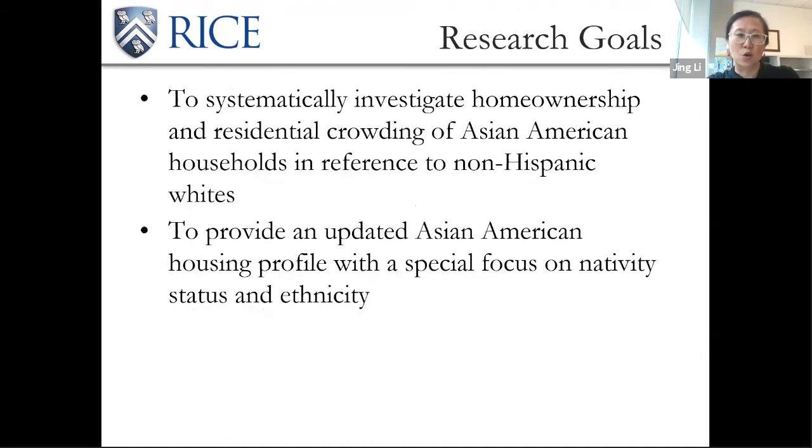So our research goals are twofold. One is to systematically investigate home ownership and residential crowding of Asian American households in reference to non-Hispanic whites. Second is to provide an updated Asian American housing profile with a special focus on nativity status and ethnicity.